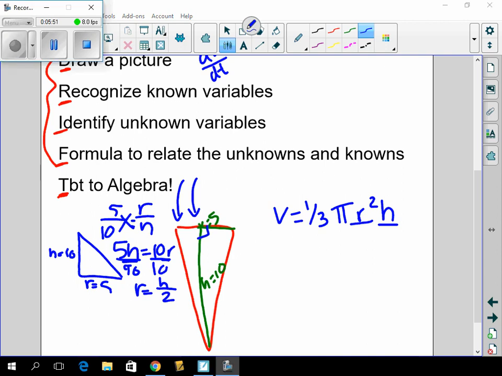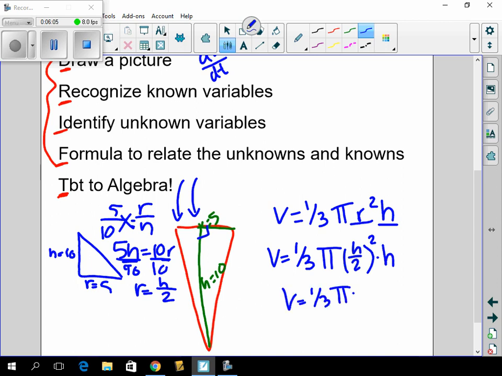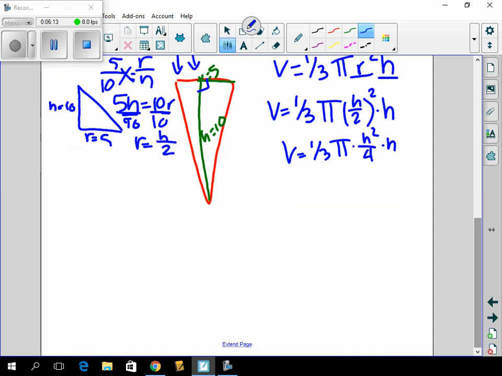So what I can do now is plug into my original volume formula, 1/3 pi, and then for r, I'm going to plug in h divided by 2, squared, times h. So this looks like 1/3 pi times h squared over 4 times h. And if we want to simplify this just a little bit more, volume equals 1/12 pi h cubed.